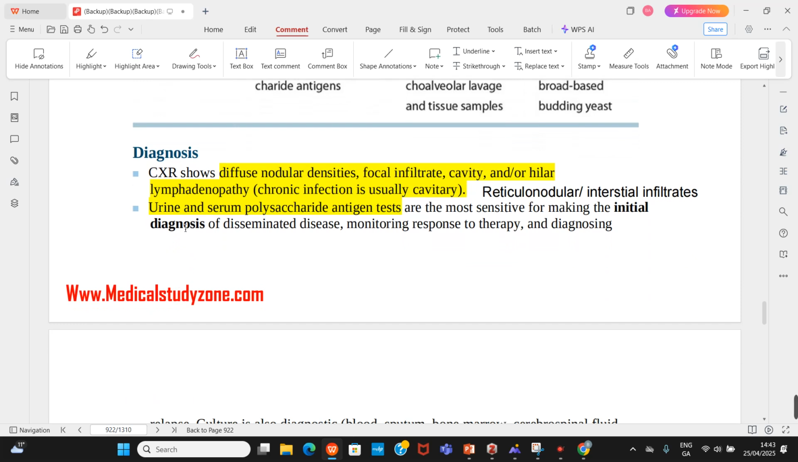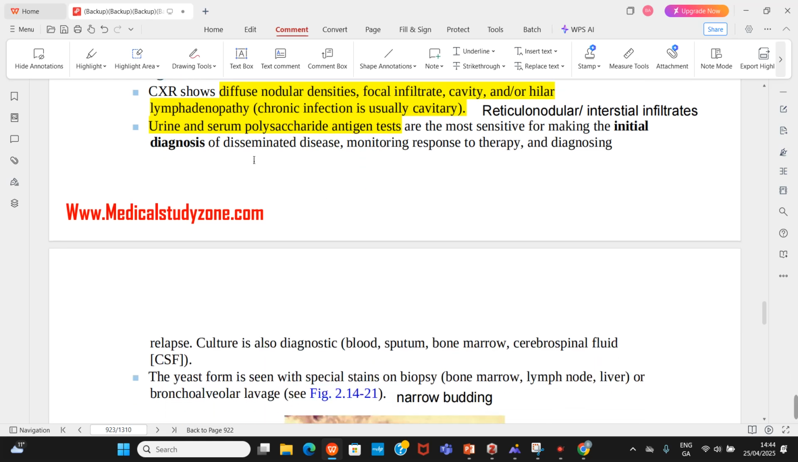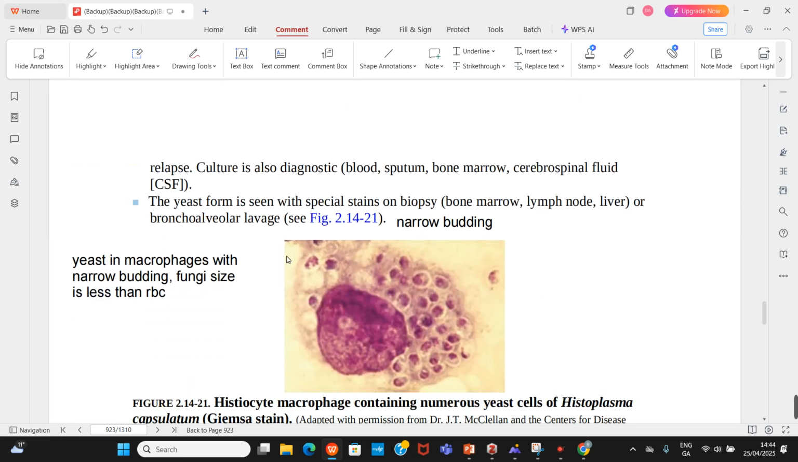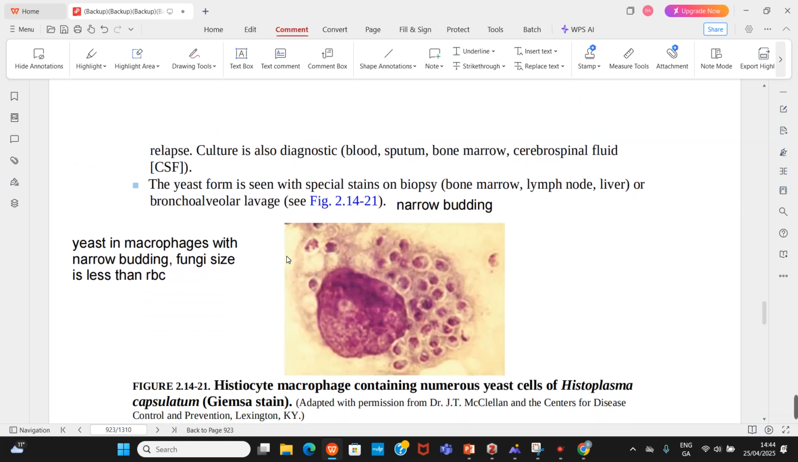So in addition to doing our X-ray, we can further confirm that diagnosis by doing a urine or serum polysaccharide antigen test. So take note of the word urine. Two common organisms that use a urine test to make the diagnosis: Legionella is one, histoplasmosis is another one. So you do the urine or serum polysaccharide antigen test to make your diagnosis, especially for the disseminated form. You can also use it to monitor response to therapy and also to diagnose relapse.